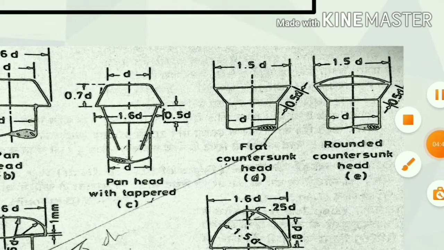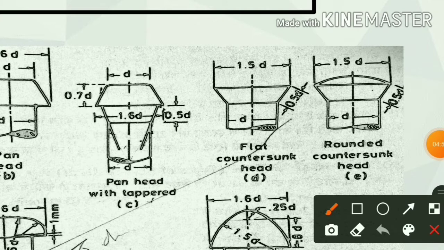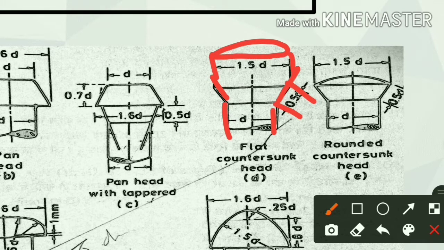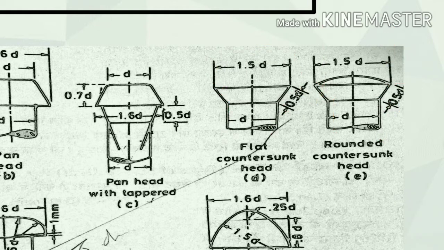Next, come to flat countersunk head. This diameter is D, this dimension is 0.5D. Its shape looks like a countersunk. So this diameter is 1.5D. Next, rounded countersunk head. This is D. This dimension is 0.5D. This dimension is 1.5D.